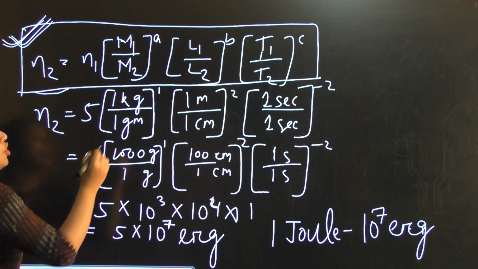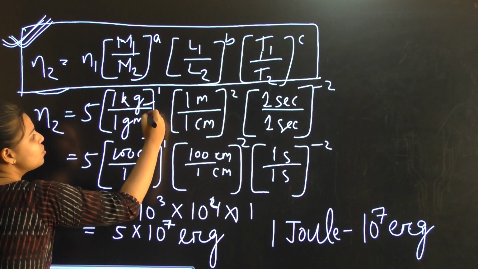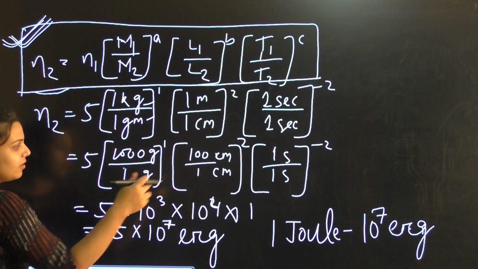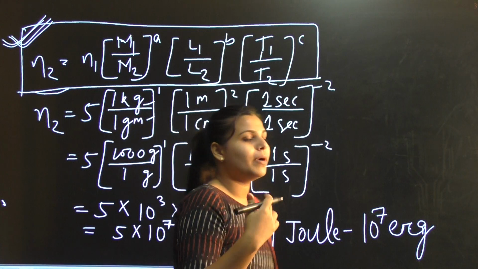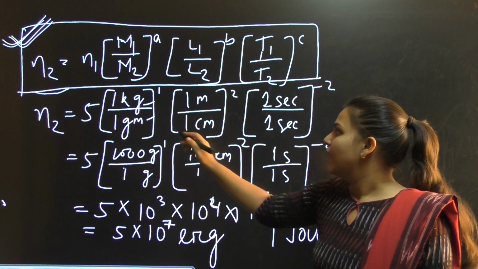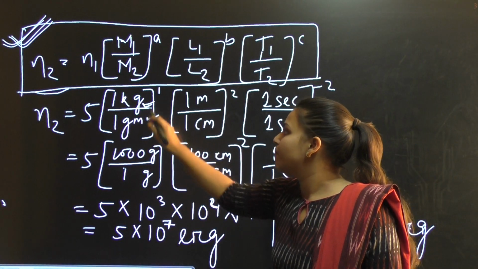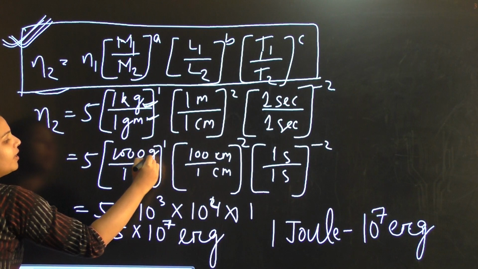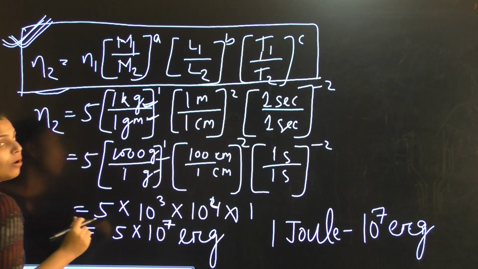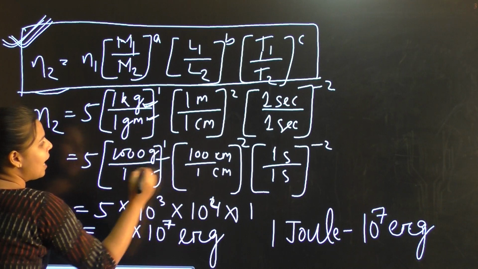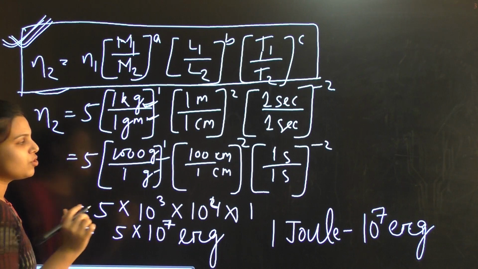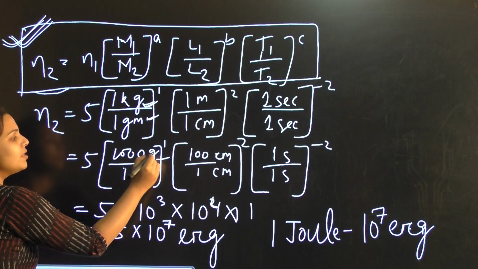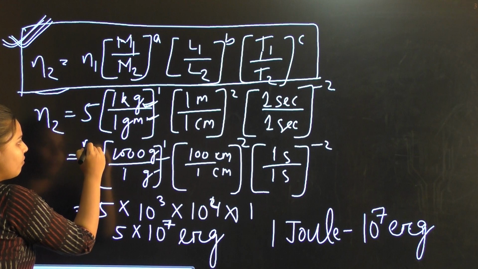Then you have to convert these into one unit. Otherwise you can't cancel or multiply or divide because there is no same unit. You have to first convert their units into one. So I can convert this into gram. As we know, 1 kg is equal to 1000 gram. So 5 into 1000, 5 into this is the value of N1.